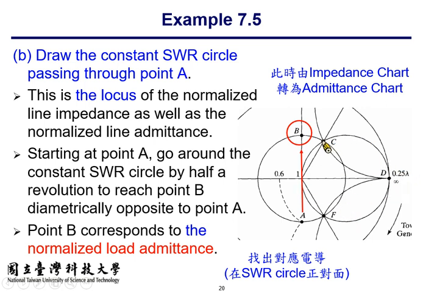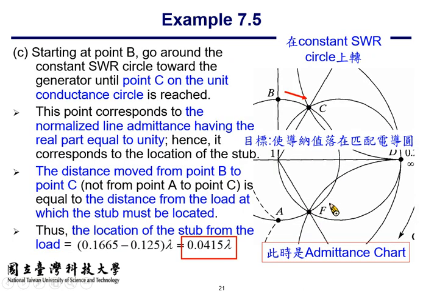They are position C and position F, right? So you actually have two solutions. So the first solution can be found by moving point B to point C. So we move along the transmission line from B to C.